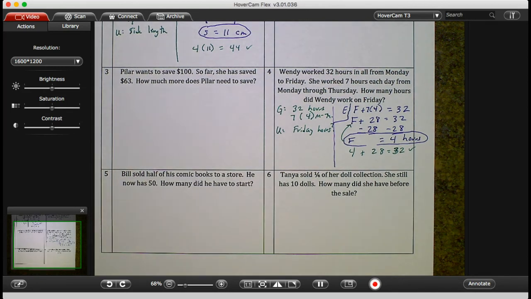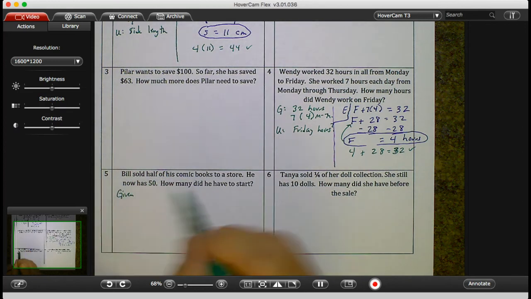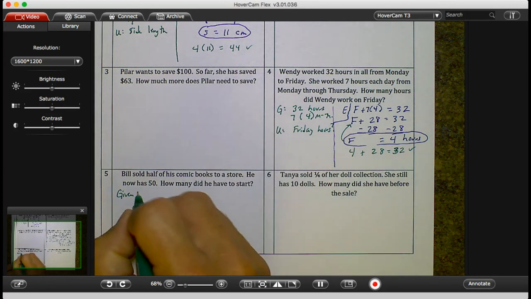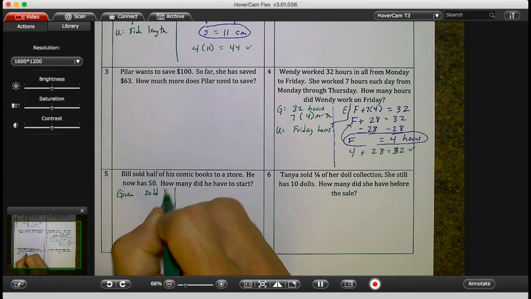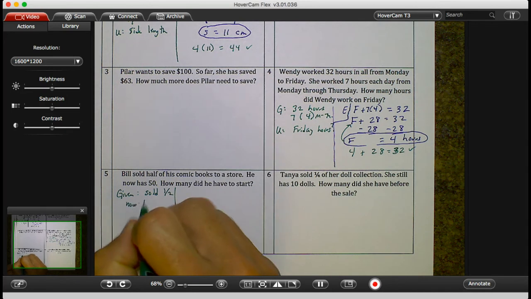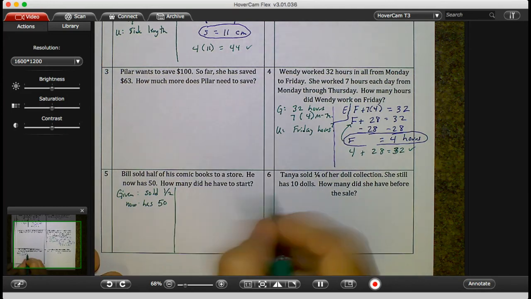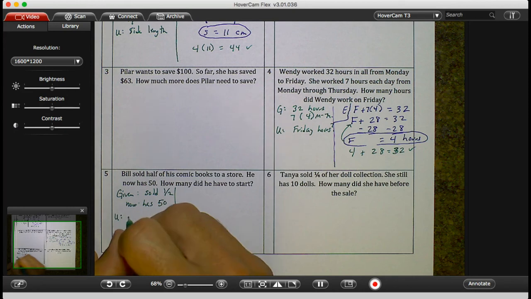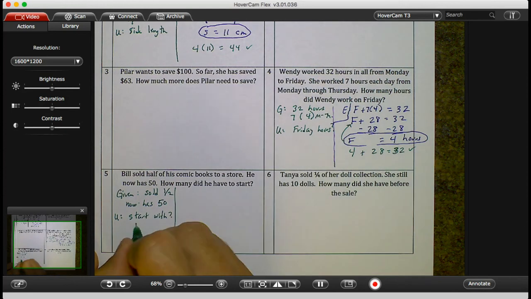And the last one that we're going to talk about, let me get my pens out. My given, it said Billy sold half of his comic books to a store. So given, draw my line, sold half of the comic books to a store, now has 50. What's my unknown? How many did he start with? So I'm going to put that as a C, comic books.